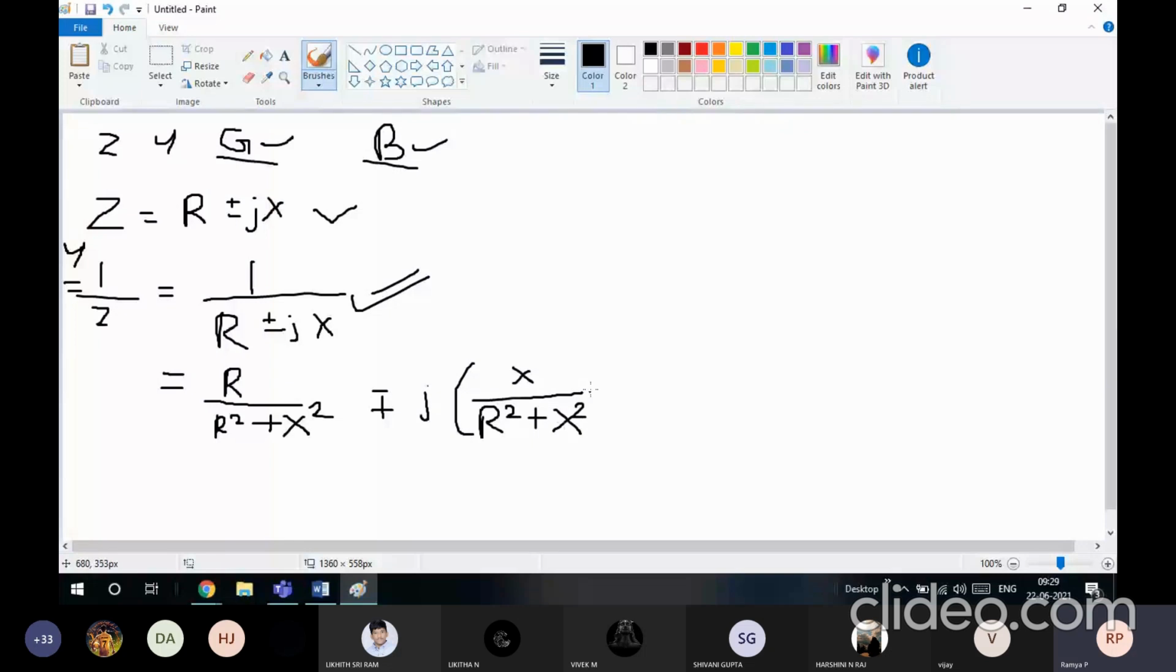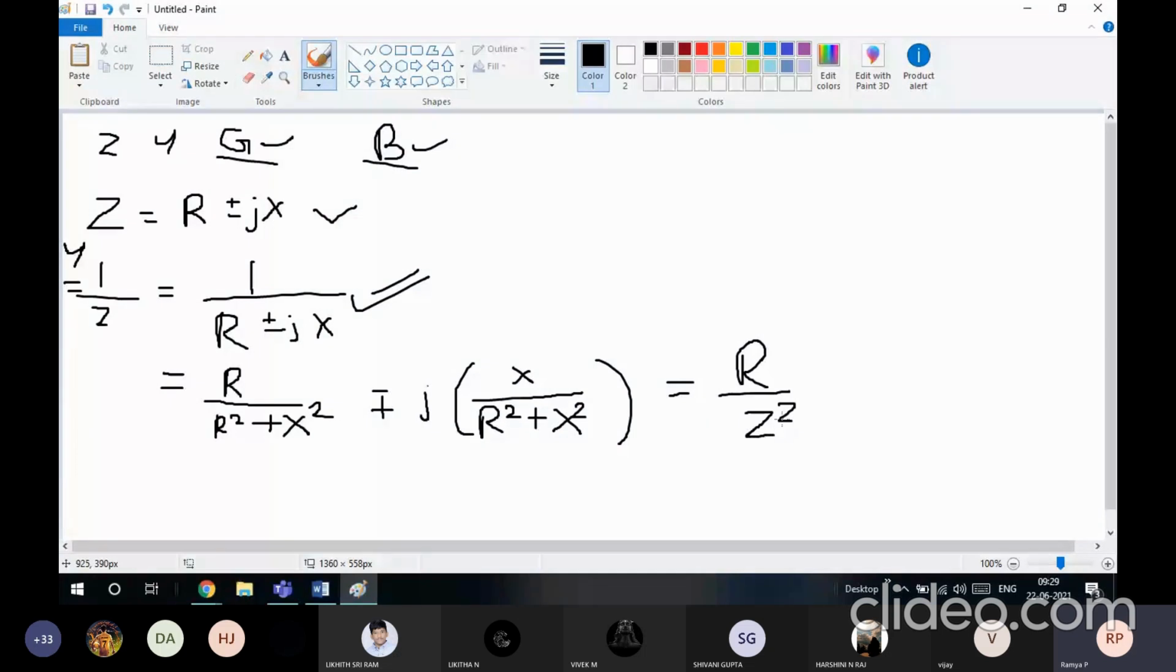Now I will write this in the simplest form. In the numerator I have r, and the denominator is z. What is this z? Z is nothing but r plus j into x, but r square plus x square is nothing but z square, applying the Pythagoras theorem. So I can indicate z square as r square plus x square.